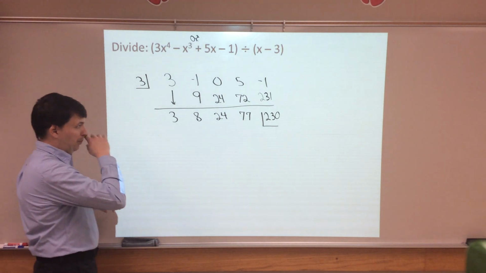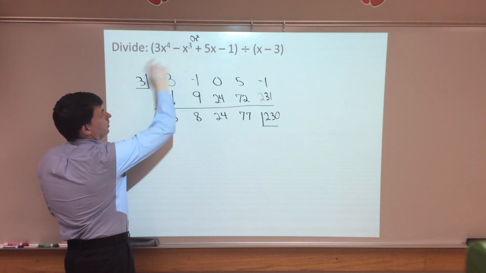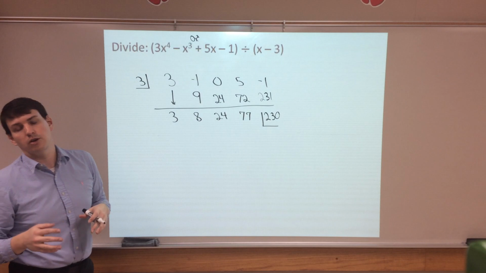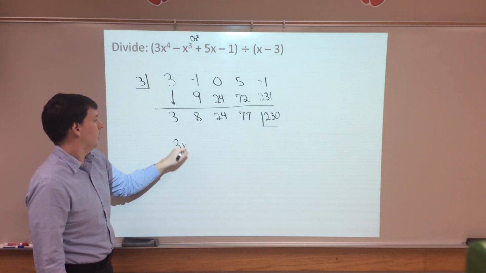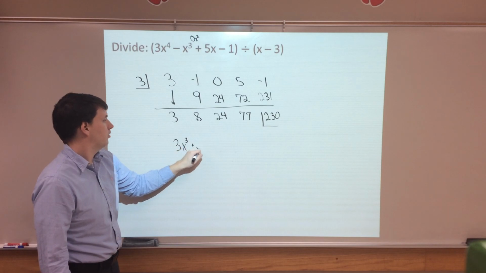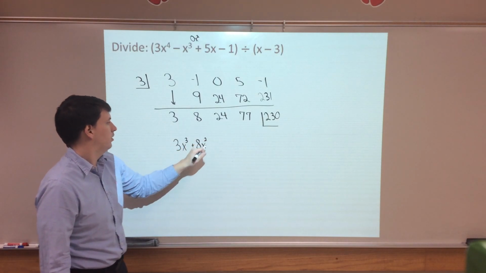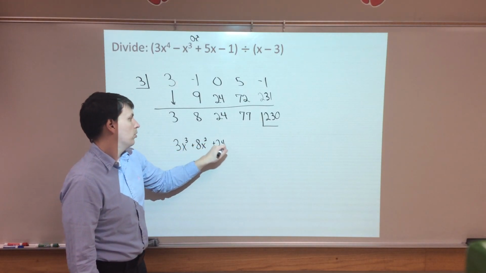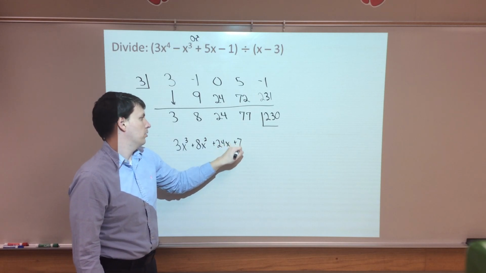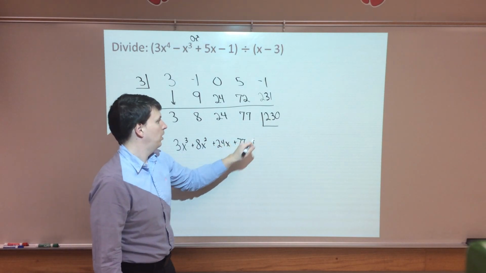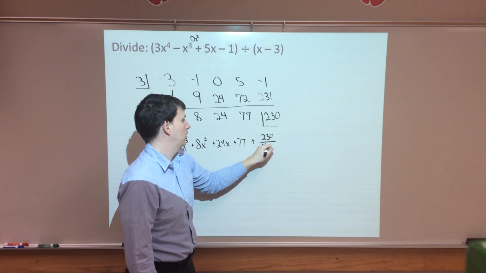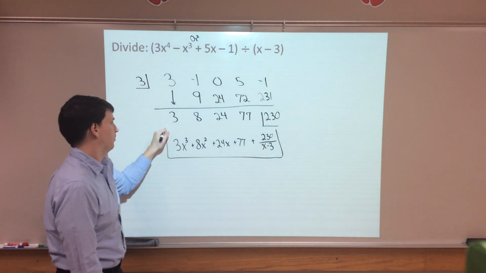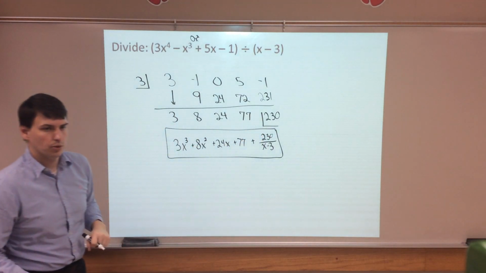Now to write our answer, we divided into an x to the 4th, so that means our answer is going to start off with x to the 3rd power. So this will be 3x cubed plus 8x squared plus 24x plus 77 plus our remainder over our divisor. So there's our solution for synthetic division.